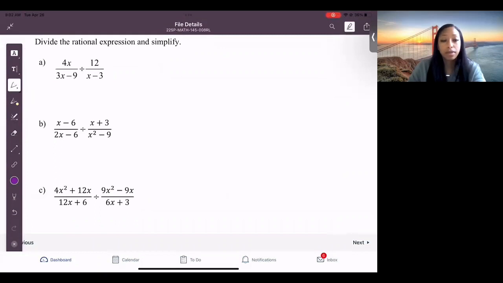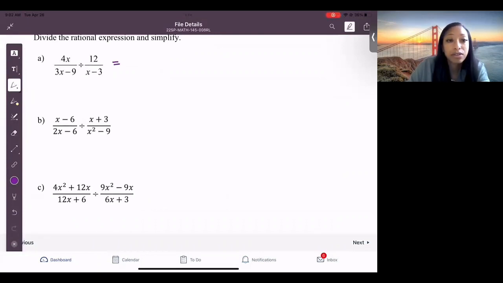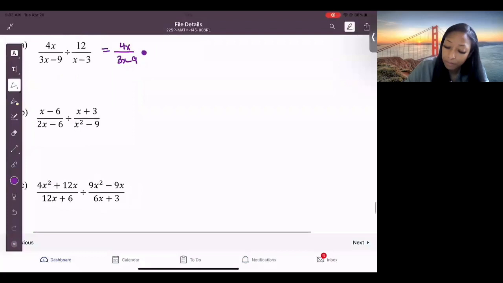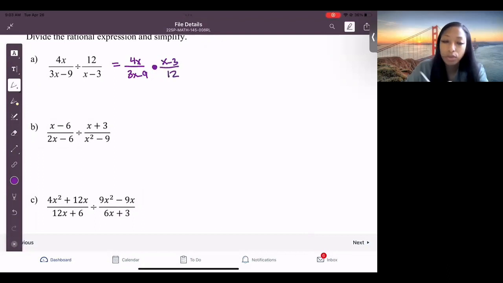And for all of them, I'm gonna start off the problem not by factoring, but by rewriting it. So for 4x over 3x minus 9 divided by 12 over x minus 3, this is 4x over 3x minus 9. The first expression stays exactly the same, times, change from division to multiplication. And then we want the reciprocal of the second expression. Instead of 12 over x minus 3, we get x minus 3 over 12.